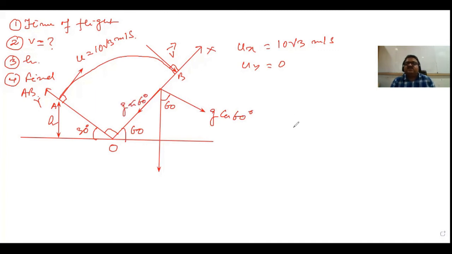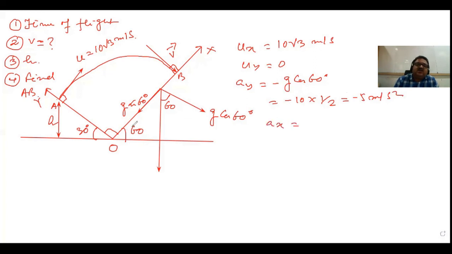So for my convenience, let me write down the values first. A, it is along y-axis. Ay is minus g cos 60, that is minus 10 cos 60, half, so minus 5 meter per second square. And what is ax? Watch it, it is along negative x-axis. So minus g sin 60, that is root 3 by 2, minus 5 root 3 meter per second square.